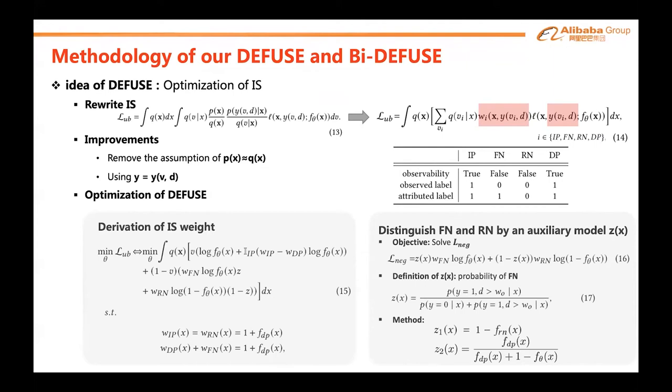The other is that we notice that there are differences between the observed label and the real label and integrate such difference into modeling. More specifically, we correct the importance weight for each sample type and calculate the corresponding constraints to gain the unbiased loss. In addition, since we can't distinguish whether the observed negative sample is FN or RN, we introduce an auxiliary model Zx to calculate the probability of an observed negative to be fake negative.